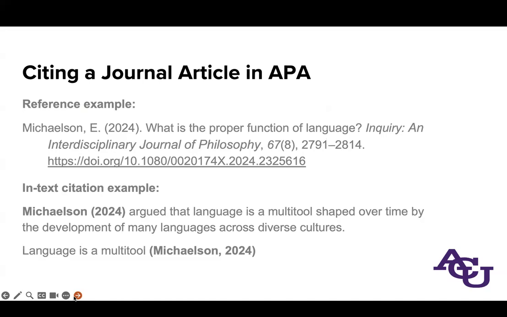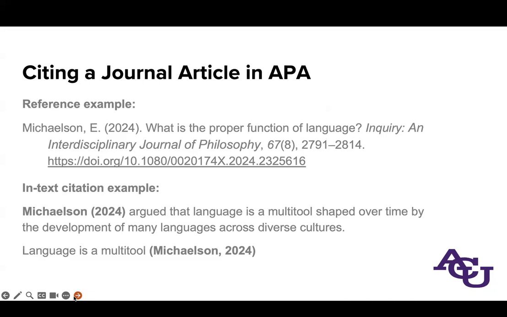So first we put the author's last name and their initials. Here we have Michelson, comma, E, period. If he had or she had or they had a middle initial, we would also put that. So E period space J period, for instance. Next, we put the year of publication for the journal article in parentheses. Here we have 2024. The title of the article goes next, and that's written in what we call sentence case.